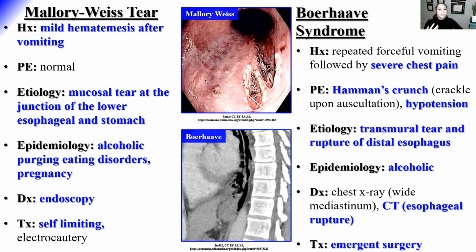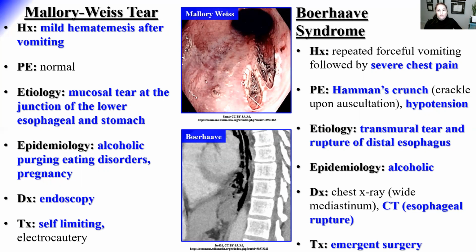Boerhaave, on the other hand, is not good. This is something that can kill them. This is a transmural, so a full thickness tear and rupture of the distal esophagus, and this has a high rate of mortality. For this one, the patient is going to say, yes, I was vomiting, but then all of a sudden I had this severe chest pain when that esophagus ruptures. There's a physical exam finding called Hammond's crunch, and as you're auscultating that area, you kind of hear this crackling sound.